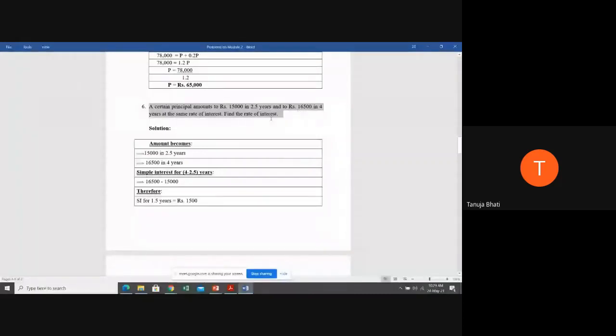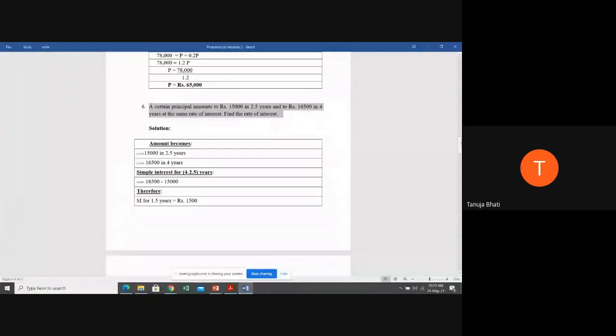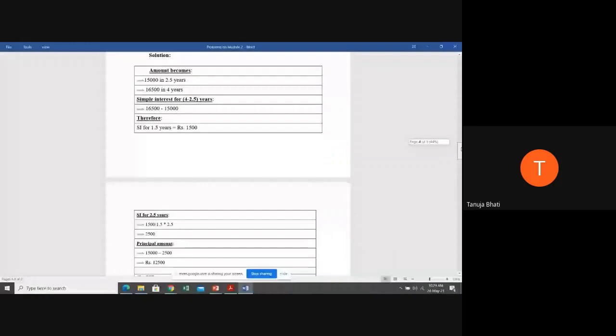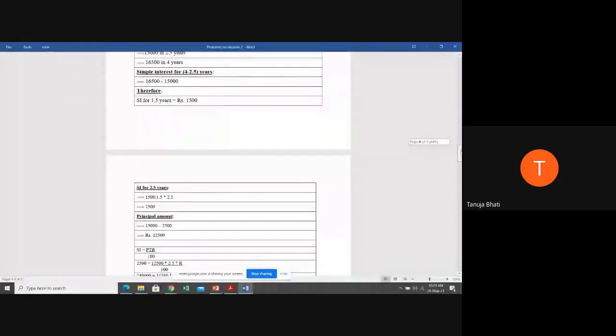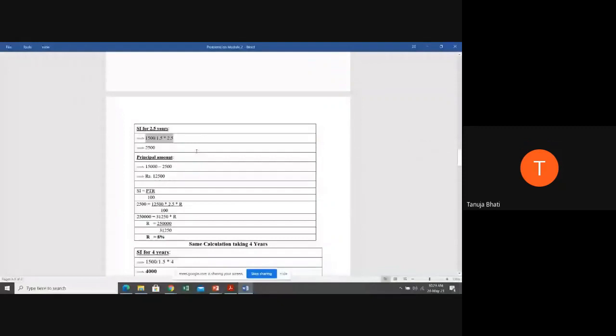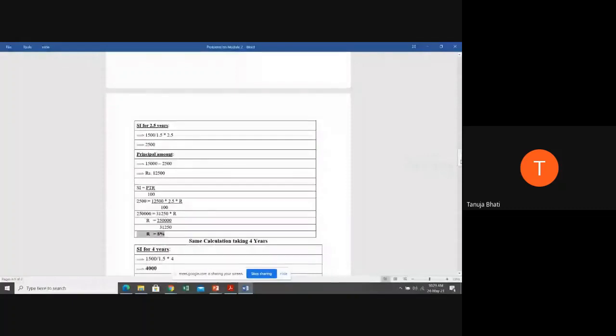And I told you in simple interest, the rate of interest remains the same. Why? Because it is always calculated on the original principal amount. So in this particular problem, if you remember, we had done it for 2.5 years. I had told you all that even if you do it for 4 years, you will get the same answer. When we did it for 2.5 years, we got the answer as 8%.